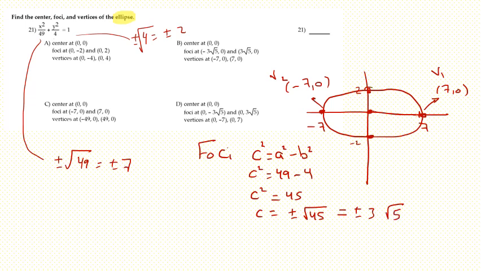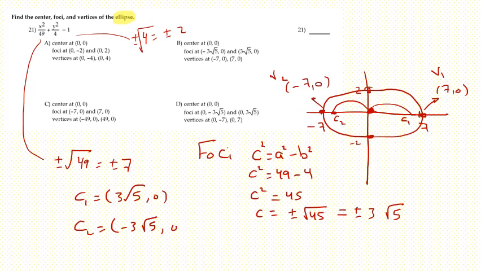So I will go back to the center and move to the right 3 root 5, and move to the left 3 root 5. So this is C2 and this is C1. To find C1, it's (3 root 5, 0), and to find C2, it's (negative 3 root 5, 0). If you look carefully, we'll find that the center is (0, 0). Of course, it's not (0, negative 2). The foci here is wrong.